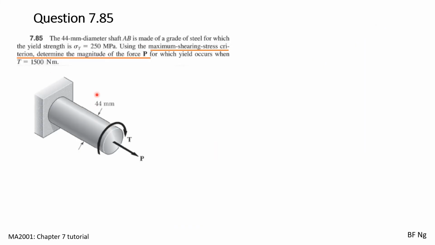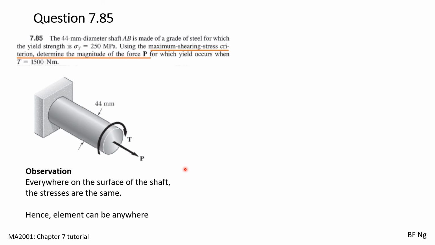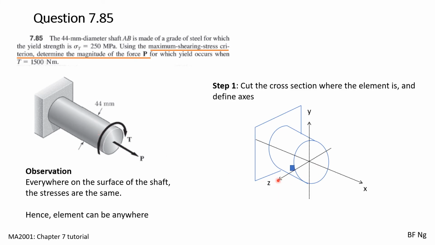In this question, we have a shaft AB that has a yield strength of 250 megapascals and a torque of 1500 Newton meters is being applied. We are asked to use the maximum shearing stress criteria to find the magnitude of P. The first observation we can make is that everywhere along the shaft, stresses are the same. We can hence define the element anywhere. So, we can cut anywhere, and then we define the axis and the element anywhere along the circumference, and we put the element here.